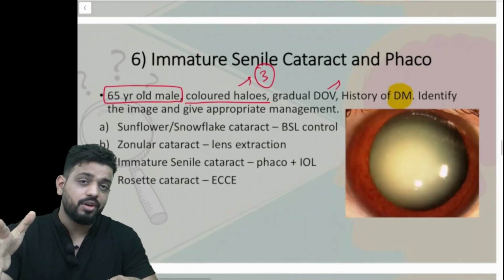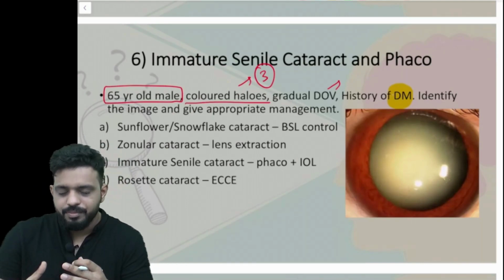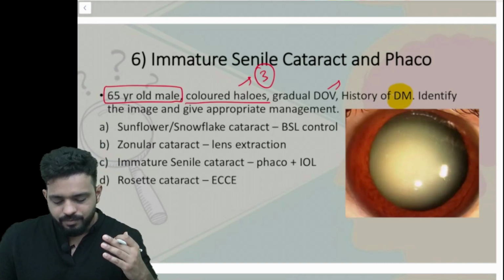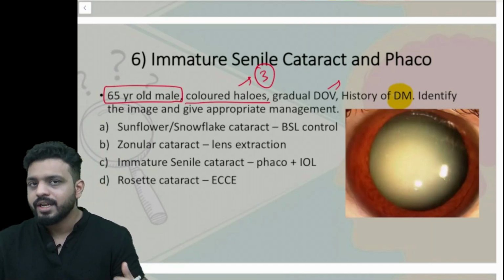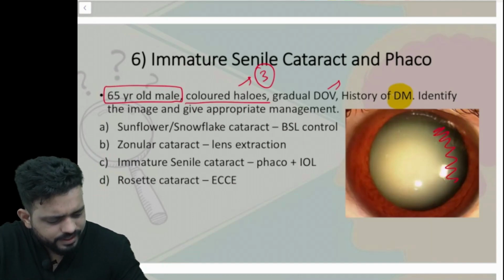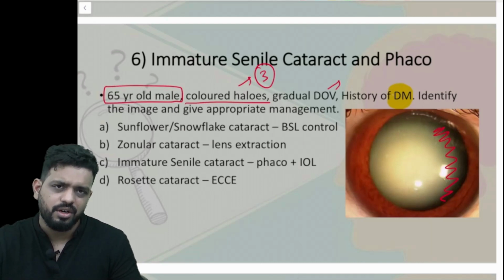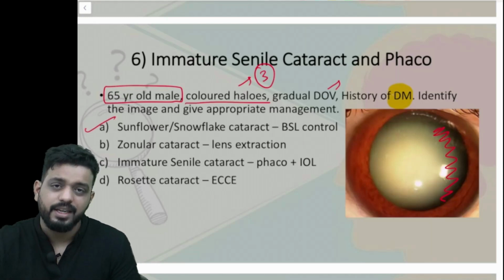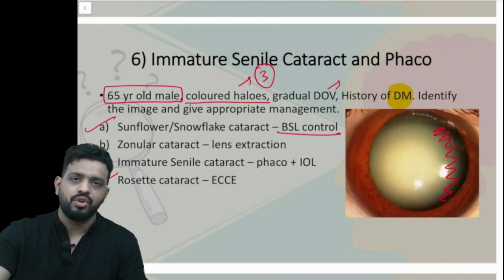Now they have also shown you an image which is so conducive with what you were thinking. So before you jump onto options, make a habit of developing your own mode of thinking. Okay, this helps you a lot. If you are very well thorough with your knowledge, you will develop it automatically. So what I see over here is this iris shadow. It was near mature, or obviously it's not mature, it's an immature cataract. It's not sunflower or snowflake cataract. Even if it is sunflower, snowflake or rosette cataract, BSL control is not the management.